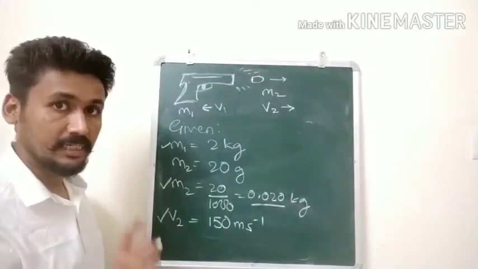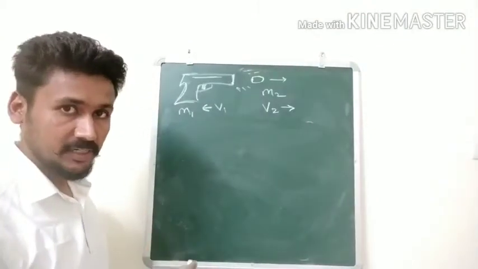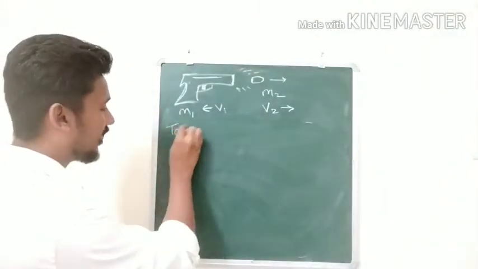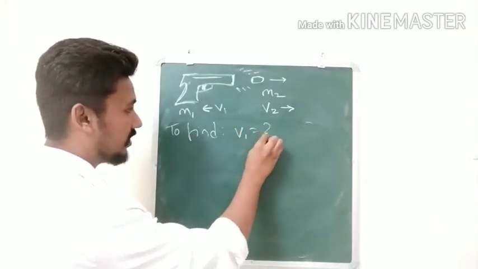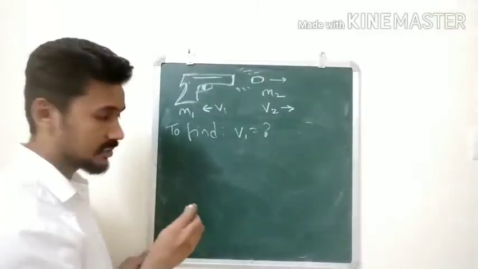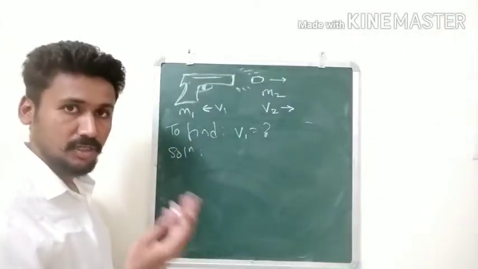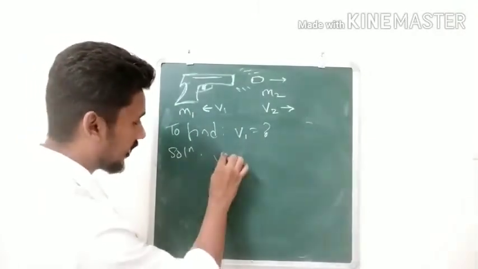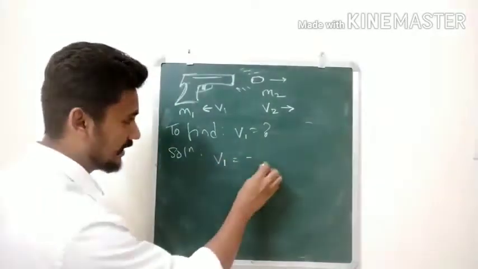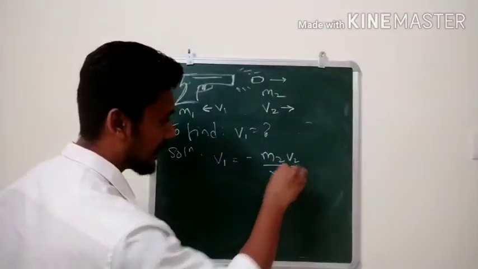Now let us find the recoil velocity of the gun or the pistol. After writing given, you will write to find. And what do we want to find out? We want to find out V1, which is nothing but the recoil velocity. Then we will go for the solution. For solution, you will use your formula. Okay. So formula for recoil velocity we will write V1 is equal to minus M2 V2 divided by M1.